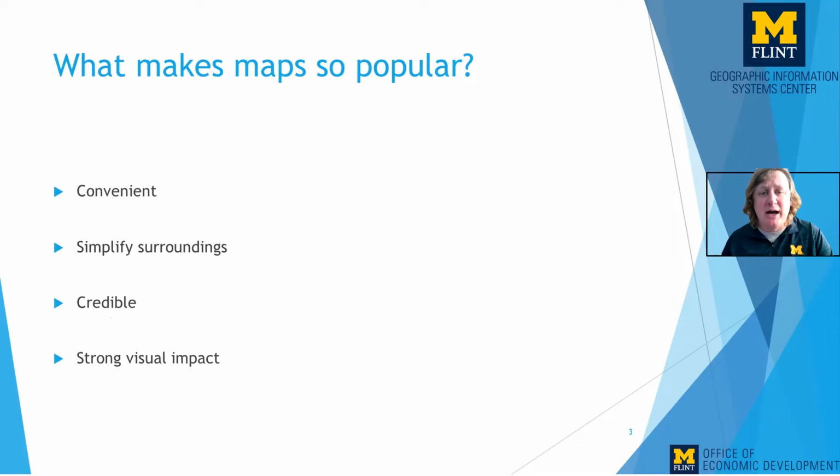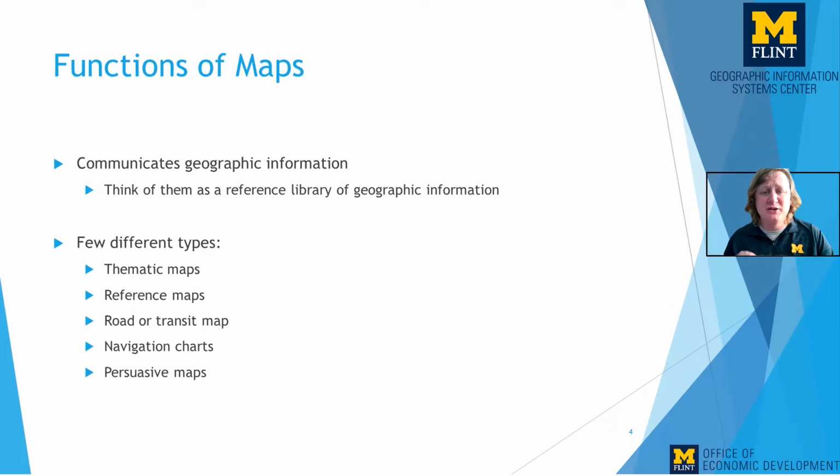And maps are very, very popular. It's because they're so convenient. They simplify your surroundings so you understand your environment in a very simple and succinct way. And it creates that strong visual impact that allows a lot of people to understand the data. And the function of maps is to communicate that geographic information.